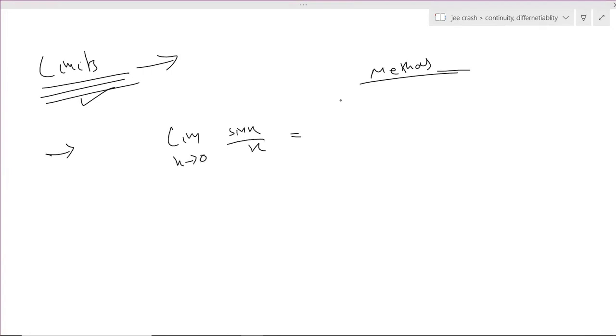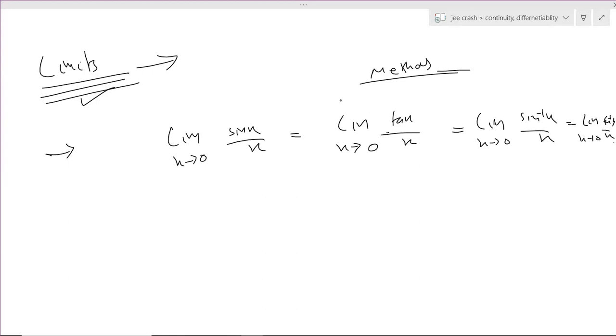Can anyone tell me what this is? 1. Absolutely correct. And this is also the limit of tan x upon x, right? And this is also 1 for the limit as x tends to 0 of sin inverse x upon x and tan inverse x upon x also, right? The basic identities we have to know.